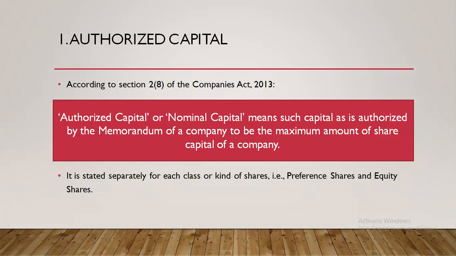So in simple words, authorized capital is also known as nominal capital or registered capital. It is the maximum capital of a company. No company can issue more than the authorized capital. And it includes two kinds of shares, equity shares and preference shares as well.